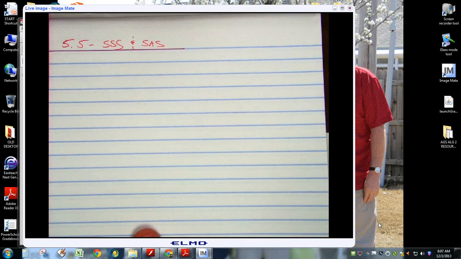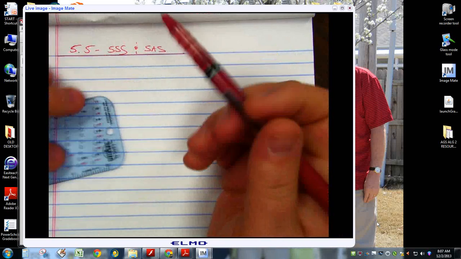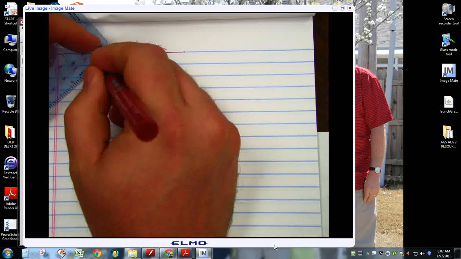I would like you to draw two triangles that appear to be congruent on your paper. I'm going to do the same.